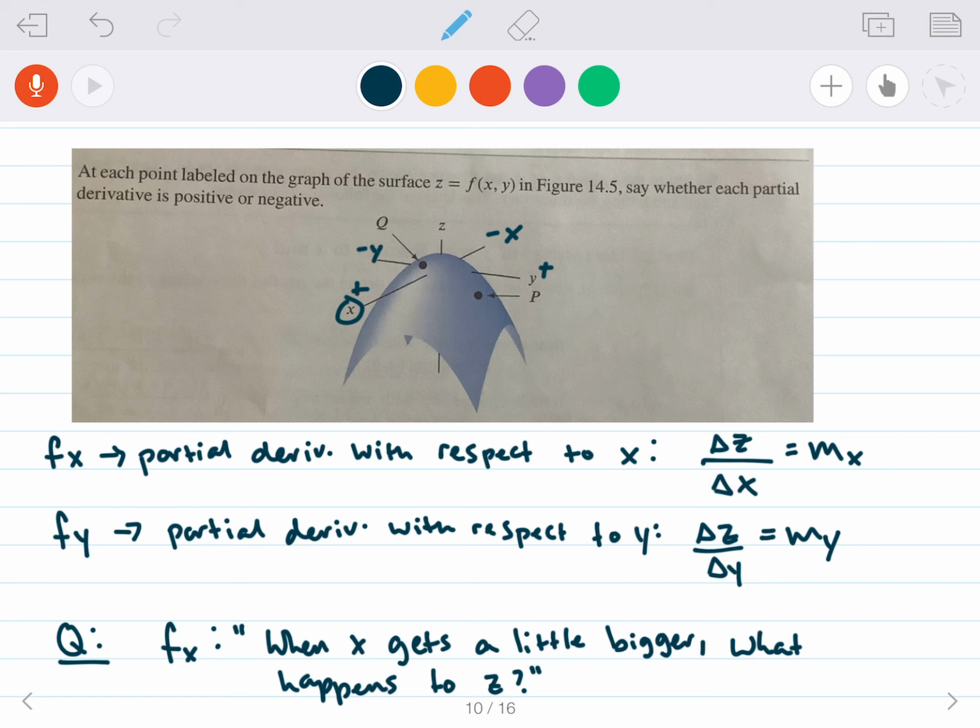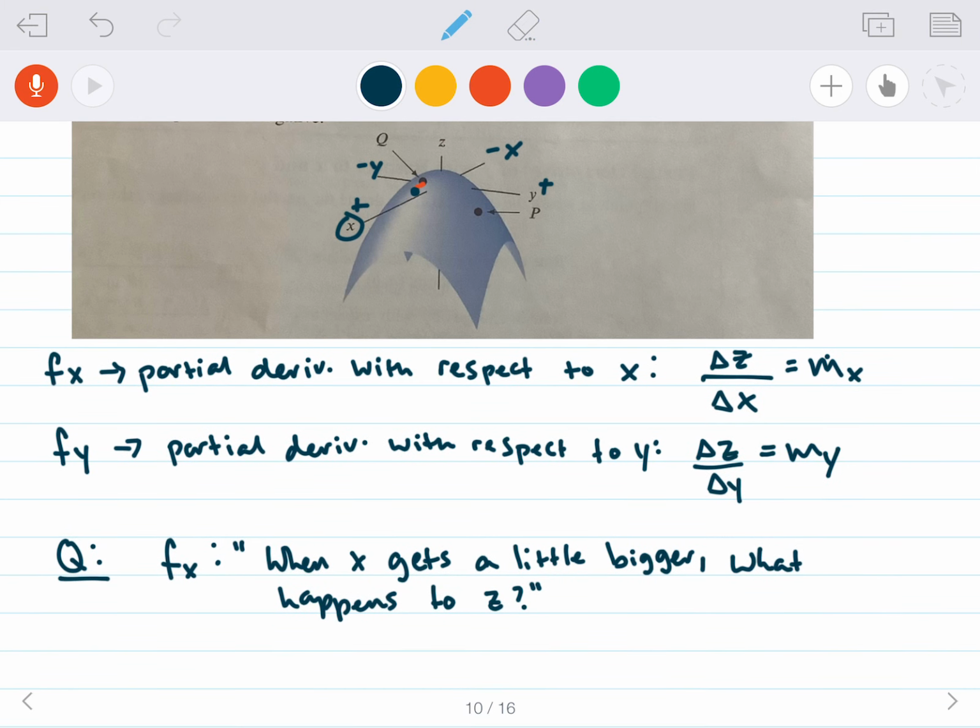So if we're at point Q and we just move a little bit in the x direction, what happened to z? Did we move up or did we move down? Well, we moved down, right? We moved down just slightly to get a smaller value of z right there. So when x gets a little bigger, what's happening to z? The answer is z gets a little smaller.